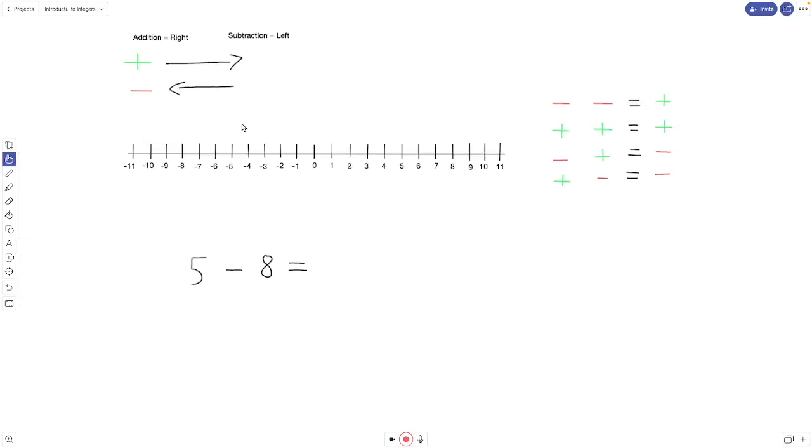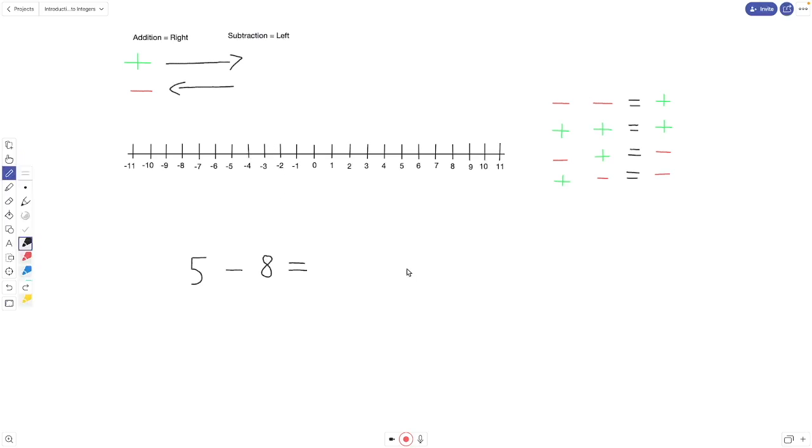Another thing that you want to remember is that when you are adding, you are moving to the right side of the number line. So you are counting towards the right. When you are subtracting, you are counting towards the left. So adding to the right, subtraction to the left. Okay, let's get started with our first question.